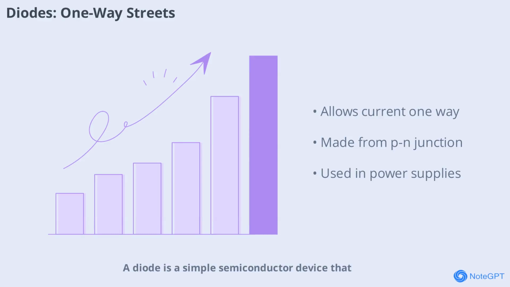A diode is a simple semiconductor device that allows current to flow in only one direction. It's made by joining n-type and p-type materials together, forming what's called a p-n junction. When voltage is applied in one direction, the diode conducts electricity, but if the voltage is reversed, it blocks the current. Diodes are used in many applications, such as converting AC to DC and protecting circuits from voltage spikes. Their one-way behavior is fundamental to modern electronics.